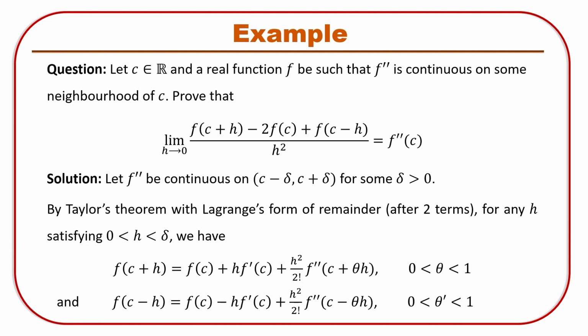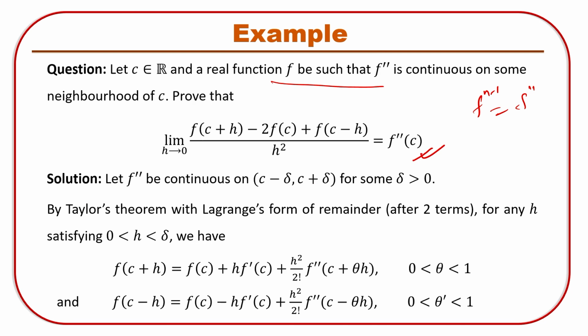Now, look at the question first and then try to find out the answer. Let C be any real number and f be a real function such that f double dash is continuous on some neighborhood of C. Prove that the limit as h tends to 0 of f(c plus h) minus 2 f(c) plus f(c minus h), divided by h square, is equal to f double dash of c.